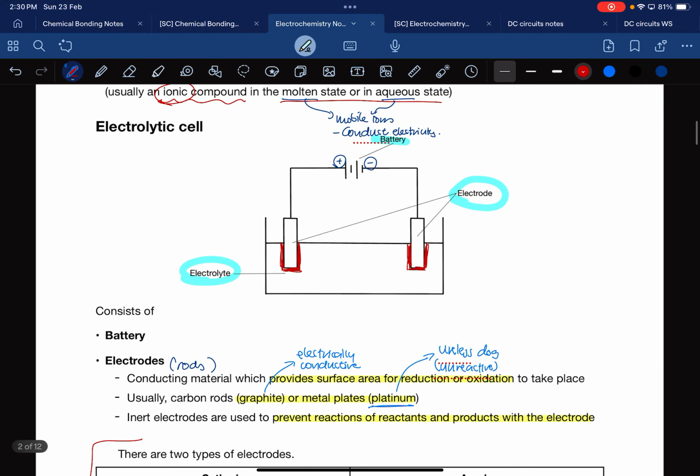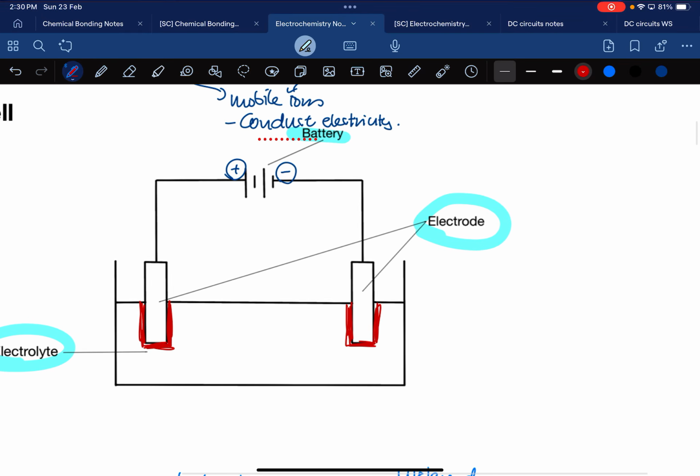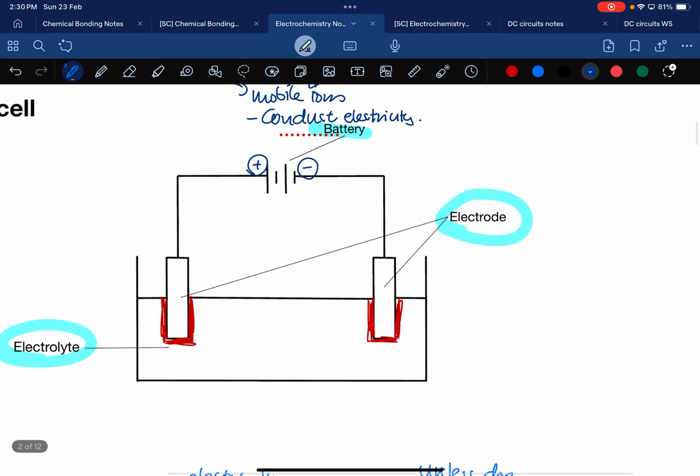Now, let's go to the process. If you want to, you can flip to the next page, although I think it would be better for you to just listen to me. So I have a positive terminal and a negative terminal. That also means that this electrode will be the positive electrode and this one will be the negative electrode. In physics terms, this is the electrode with the positive potential. You all learned potential difference, right?